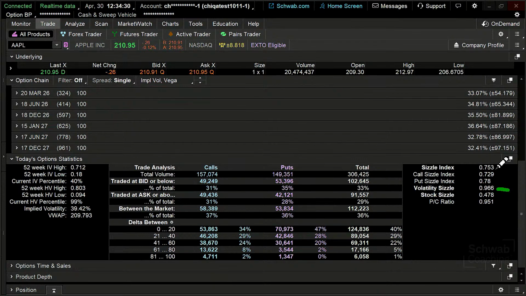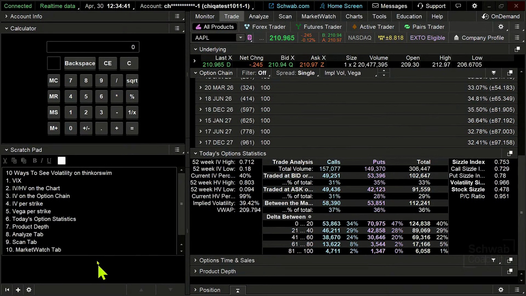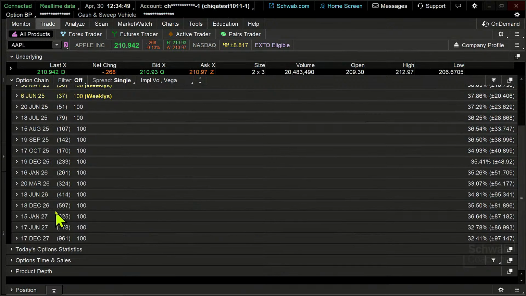But this is another way to look at volatility on the Thinkorswim platform, and another tool that you can use to help make decisions about what strategy you might choose or what particular instrument you might choose to trade. So that's today's option statistics. Now, I'm going to come down to the bottom here because we've got more to talk about, more ways to look at implied volatility.